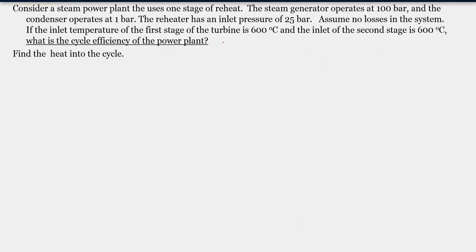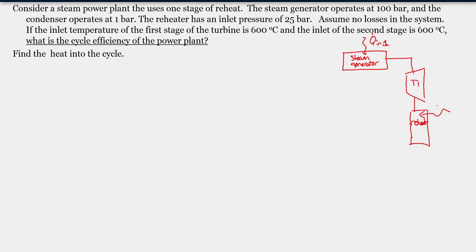Now remember from our process diagram, let's go ahead and draw that again. We have our steam generator, and here's where we add heat. Remember, because there's a reheater, there are 2 points in this cycle where we add heat. So this is Qin1. We had our first stage of the turbine, and then we had our reheater, and that's where we added heat a second time.